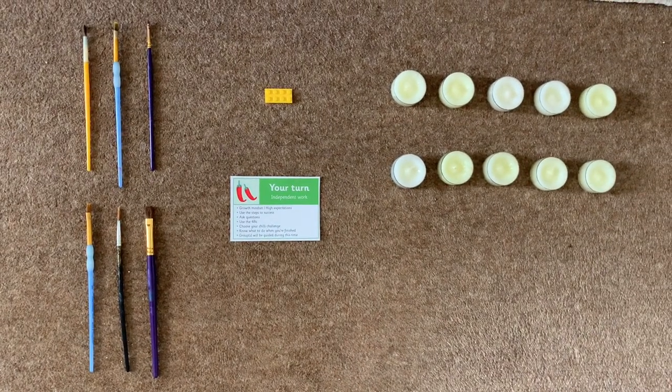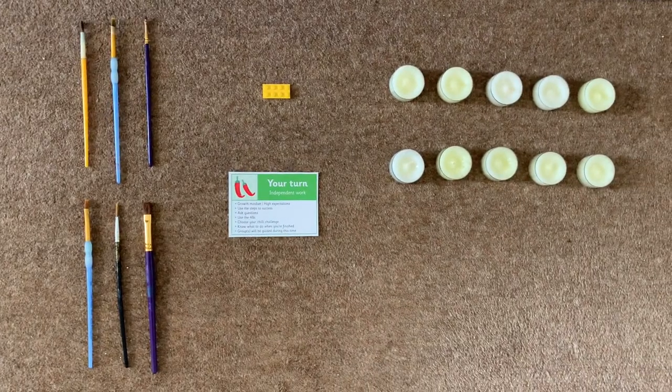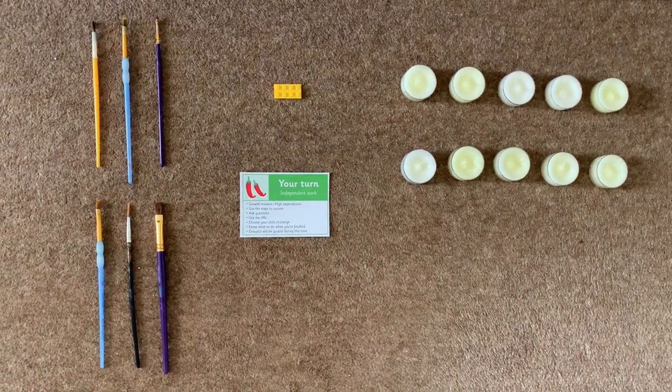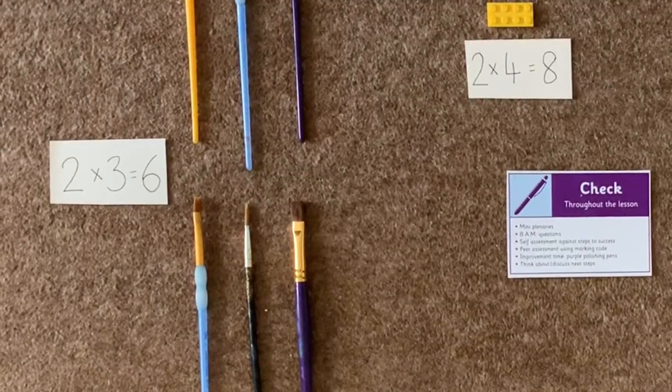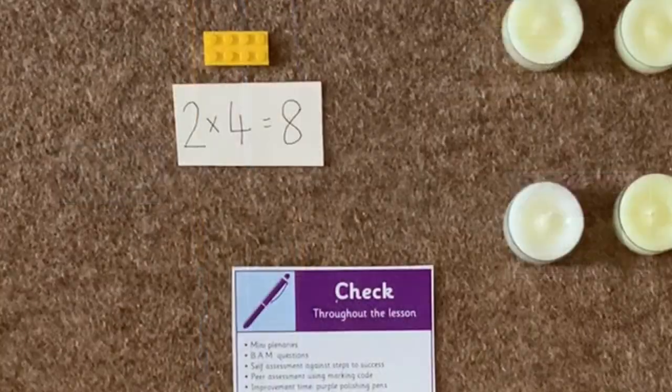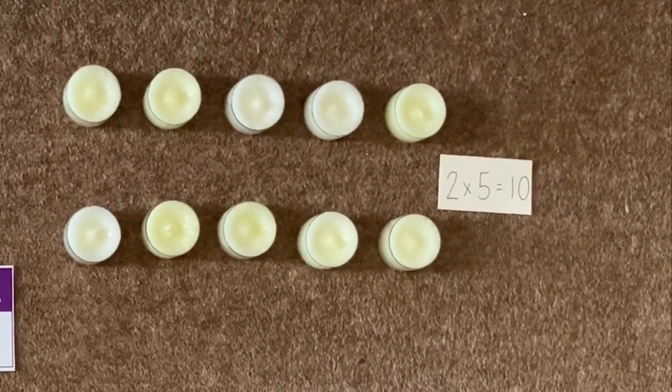Now it's your turn. Go and look round your house, see if you can spot any arrays, or have a look at these items and see what you think they show. Then we'll come back together for a check. Off you go. Have a little look to see if you were right. What did you find looking around your house? Perhaps you could let us know.